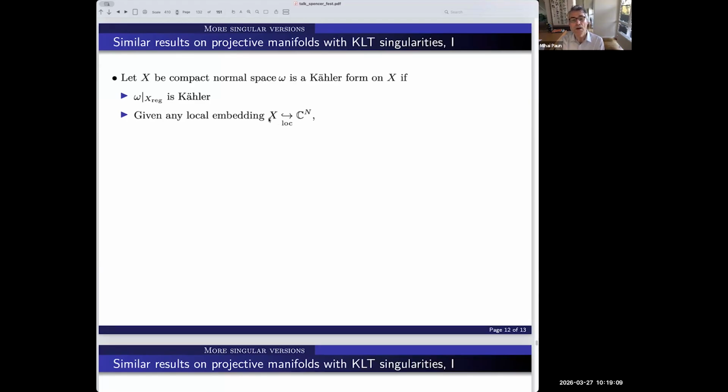That is to say, locally X sits inside some Euclidean space, and then you want to say that omega is the restriction of a Kähler form on Cn. Okay, so this locally comes from the ambient space.